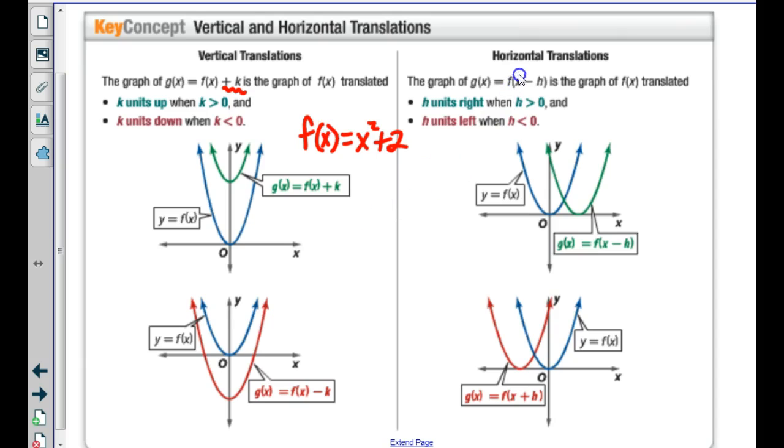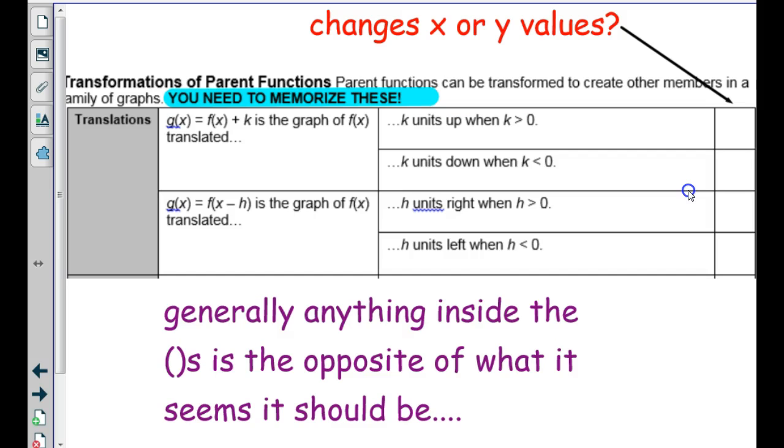If you do something inside the parenthesis, so you have this, it shifts it left or right. The problem is anything inside the parenthesis does the opposite of what it seems it should do. So normally I would say minus seems like we're going to the left, but it actually goes to the right. Okay? So that's what we need to put here.